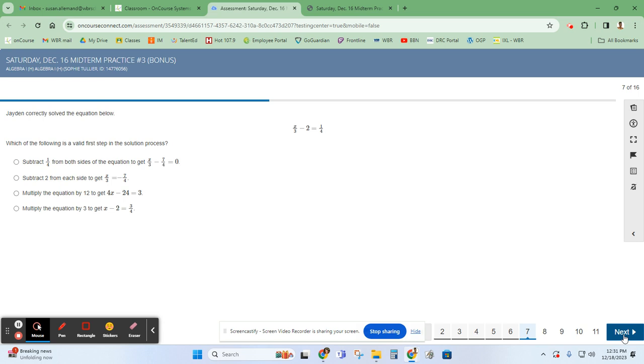Next, Jaden correctly solved the equation below, and the question is which of the following is the first step. The first thing you should do is add 2 to both sides. So what is a valid first step? So let's see. The first thing is subtract 1/4 from both sides. Why would you do that?